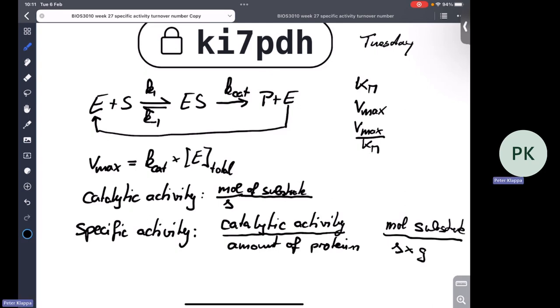And what we do now is we take away the dependency on the enzyme concentration by simply dividing our catalytic activity by the amount of enzyme, by the amount of protein that we have. So that's a really clever way of dealing with that. So the specific activity no longer depends on the enzyme concentration.